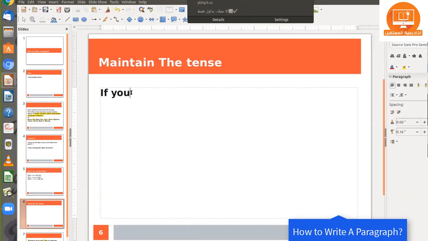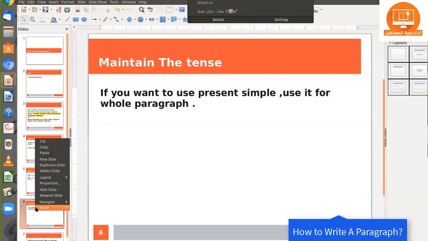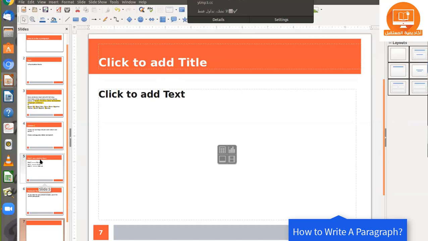If you want to use present simple, use it for the whole paragraph. For example, I go to the park, or I went to the park. Then, Samir, what is your question? Mister, it means in a paragraph I have to choose present simple or past simple. Don't mix it together. Don't mix two or more tenses.